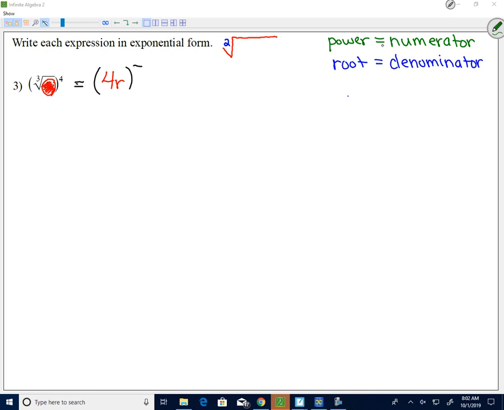Whatever power I'm taking it to, whatever exponent I have, is going to become the numerator. Well, I'm taking it to the fourth power, so 4 becomes my numerator. And then the root becomes my denominator. Well, I'm taking it to the third root, so that becomes my denominator in my fractional exponent. And I've used up all the parts, and I've created an equivalent expression. And I can check that in my calculator if I need to.